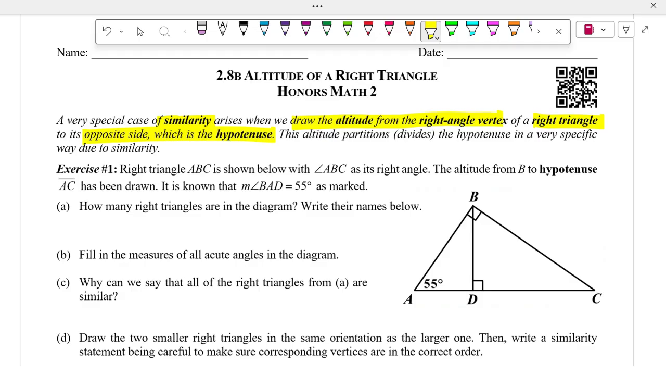Does anyone know what an altitude actually is? The height of the triangle. Does anyone know a special feature about the altitude? It creates a right angle. So it intersects the side perpendicularly. So the altitude partitions or divides the hypotenuse in a very specific way due to similarity.